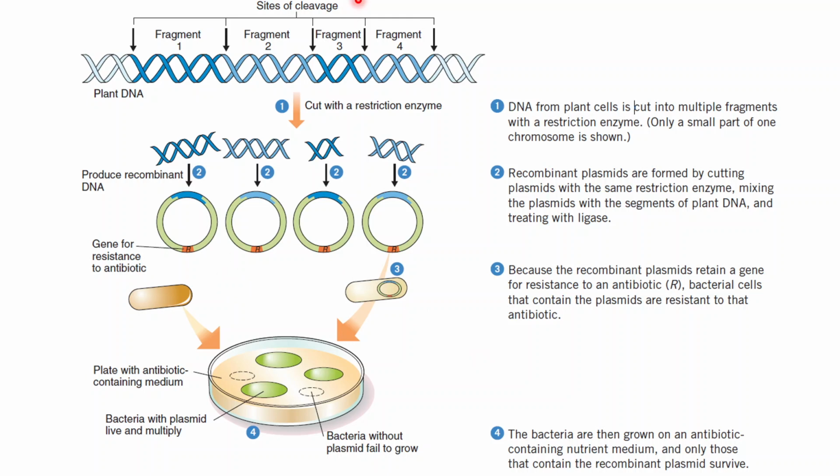So we take the plant DNA, cut it with the restriction enzymes, and then we produce a recombinant DNA. Then it is combined with the plasmids that are resistant to the antibiotic, and then they are taken up by the bacteria. Then they are plated on the antibiotic medium, and the bacteria with the plasmid will survive, and without the plasmid they will fail to grow.